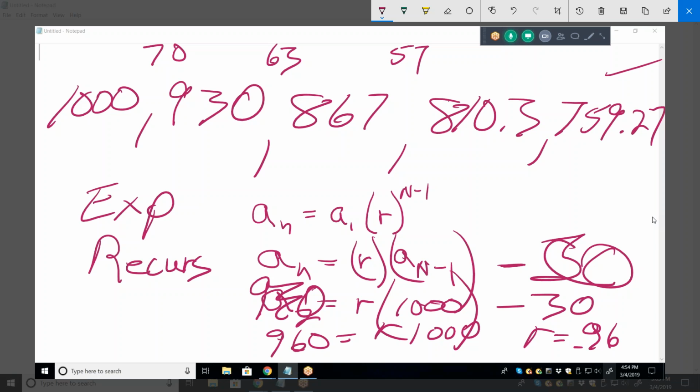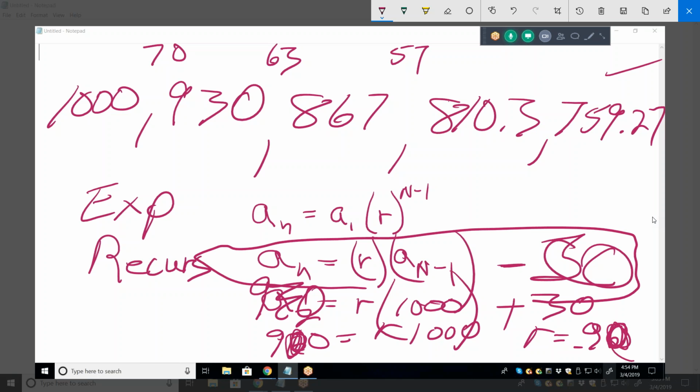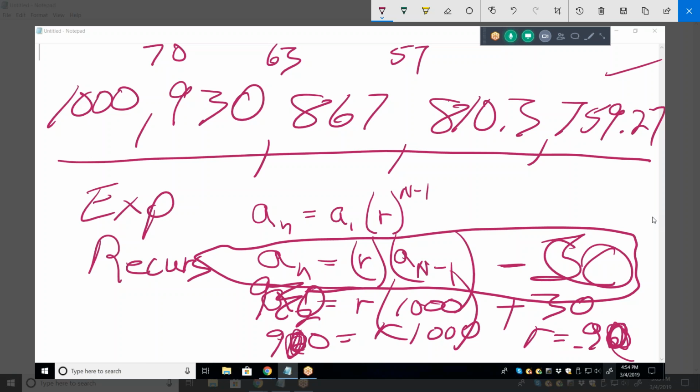It actually would work if we were adding instead of subtracting. If we were adding 30, then I subtract 30 from both sides, making that 900, and r comes out to be 0.90. So maybe that's what he meant. If they gave you that recursive formula and those 5 numbers in the sequence, then r would be 0.9.